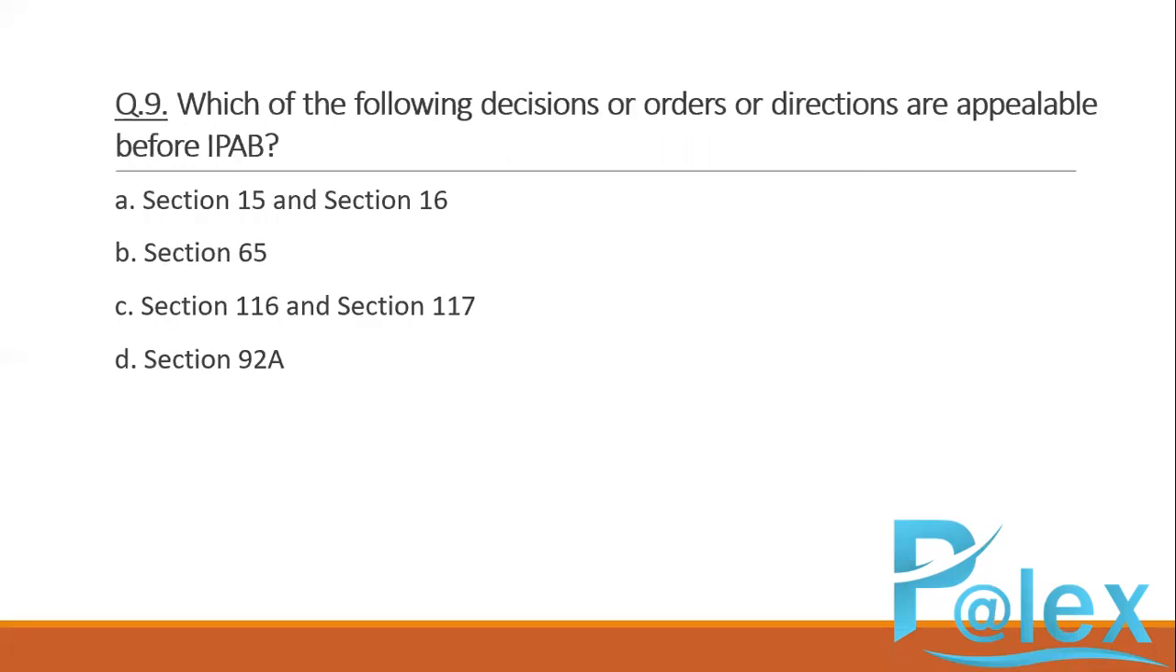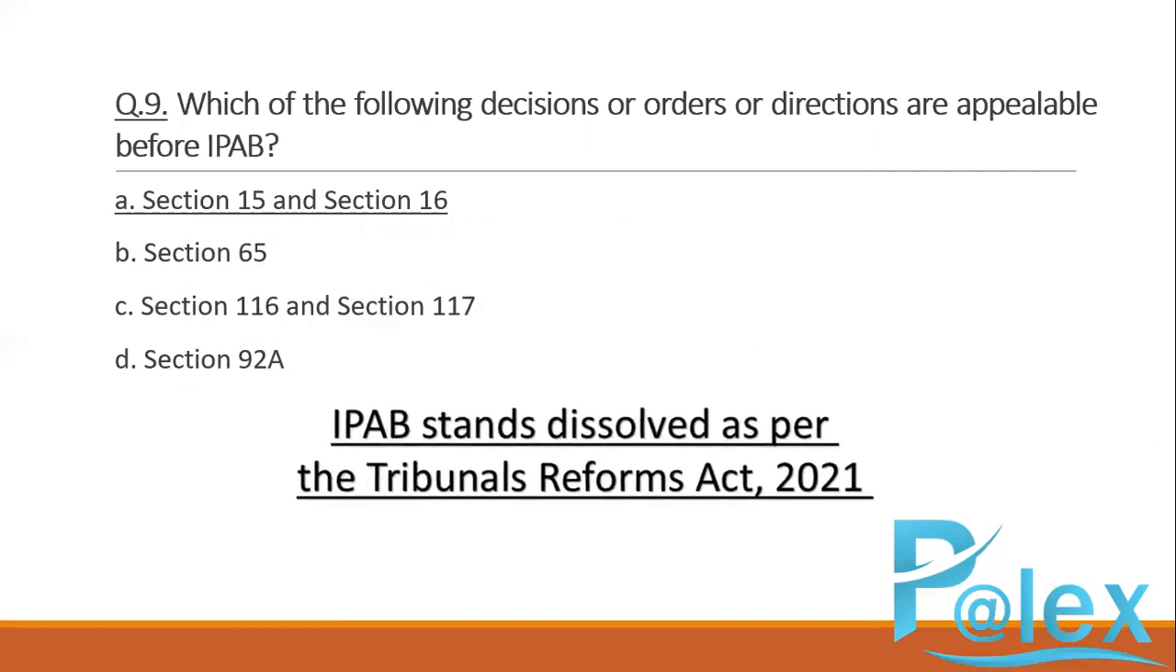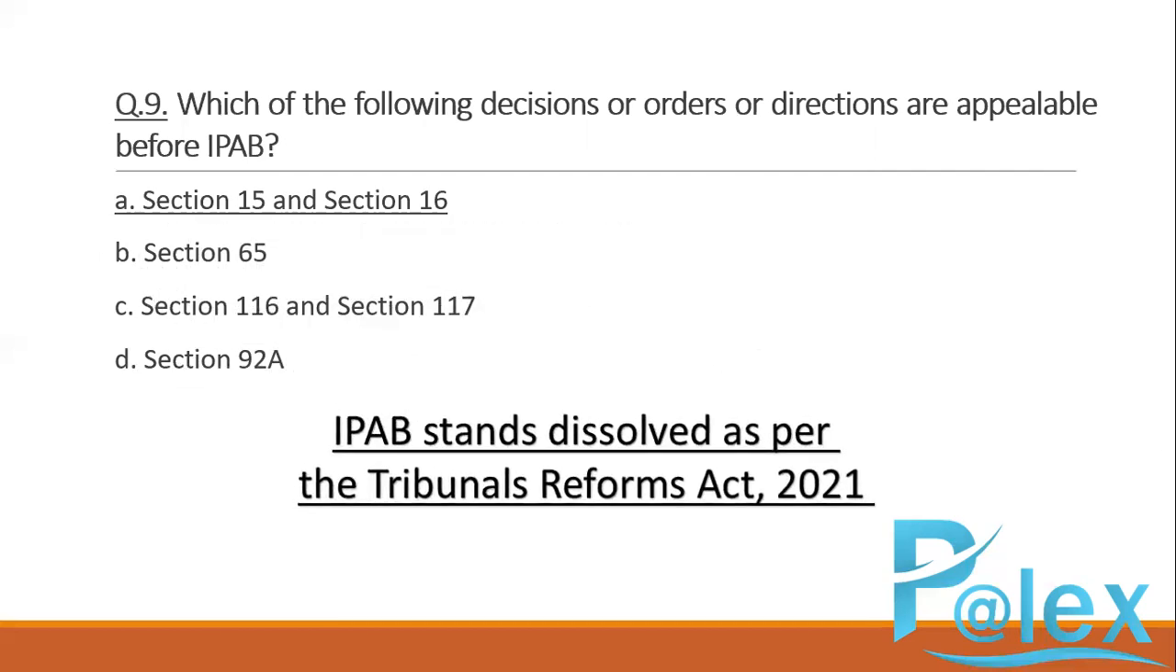Which of the following decisions or orders or directions are appealable before IPAB? Which are the orders which are appealable before IPAB? Here the answer is section 15 and section 16. I just want to inform everyone here that the IPAB is already dissolved. It stands dissolved as per the Tribunal Reforms Act 2021.